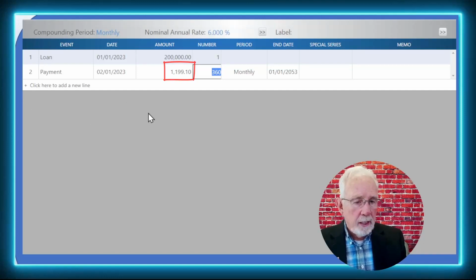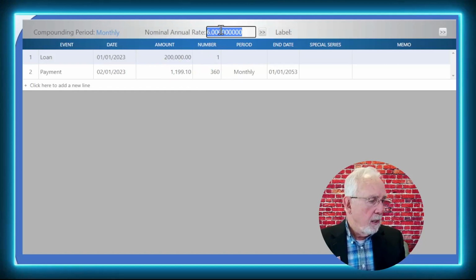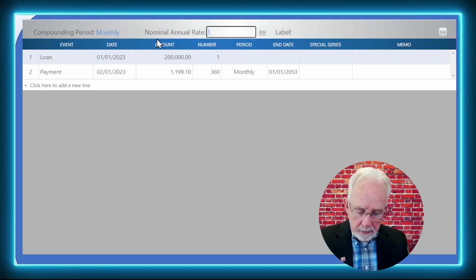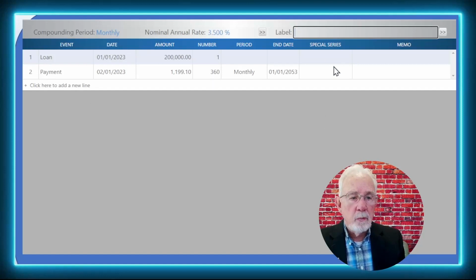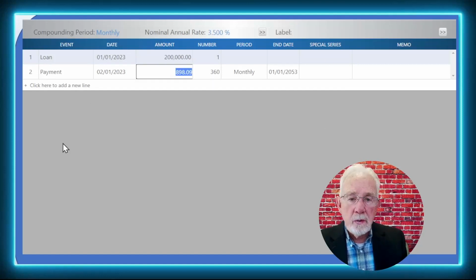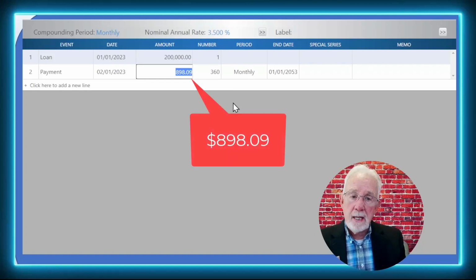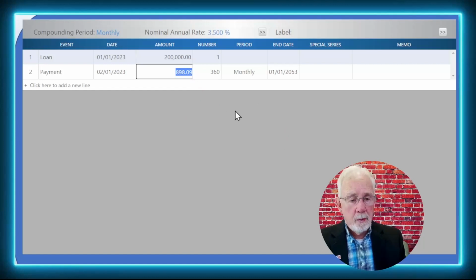$1,199.10. That quick. Now let's say, well, I don't like that rate. What if we went down to 3.5? Let me highlight that and say 3.5. And then we hit calculate. So the payment is $808.09. So you can tell exactly the cost of funds. We went from 6% to 3.5%, and we dropped our payment about $300, nearly $400 a month. So that is how you do it.